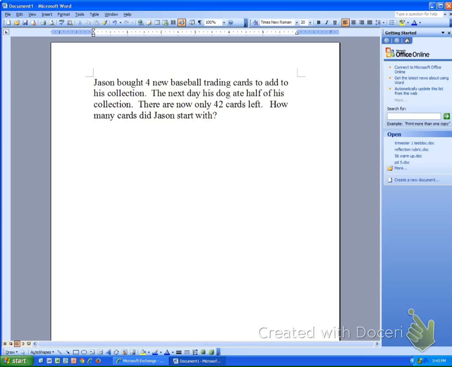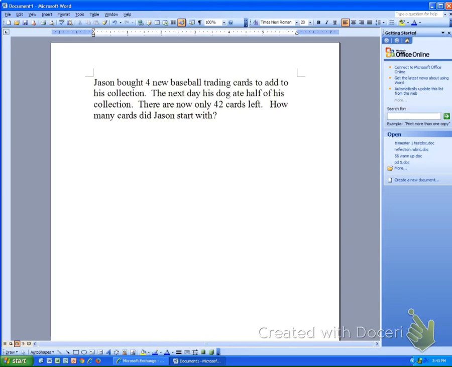Okay, so here we go with number 1. Jason bought 4 new baseball trading cards to add to his collection. The next day, his dog ate half of his collection. There are now only 42 cards left. How many cards did Jason start with?